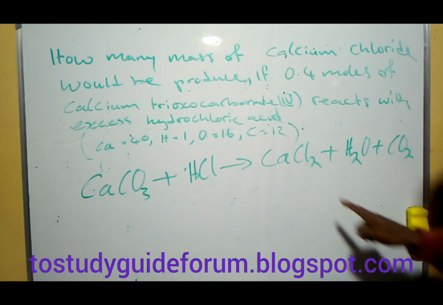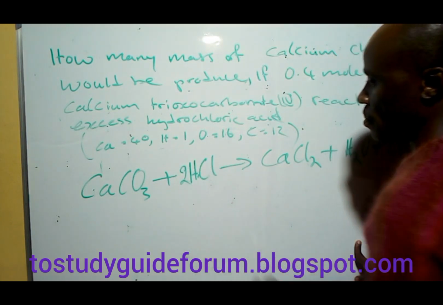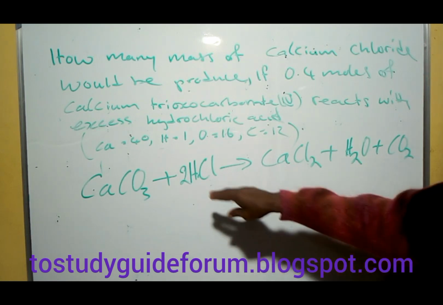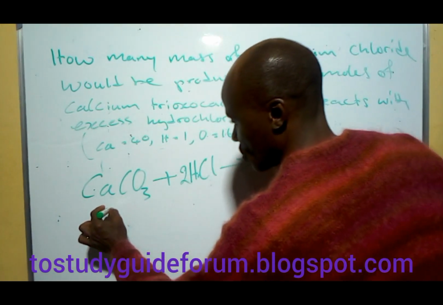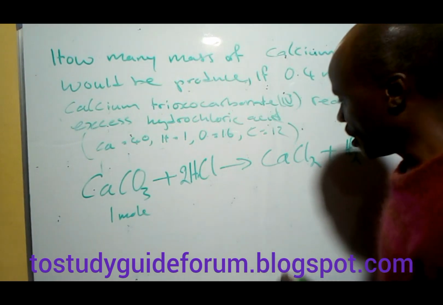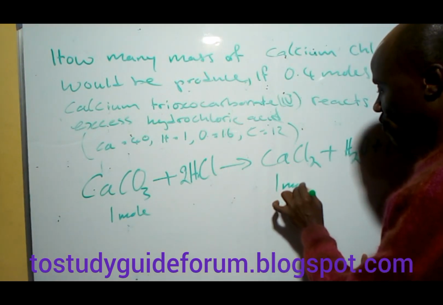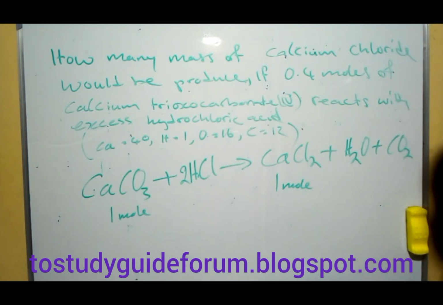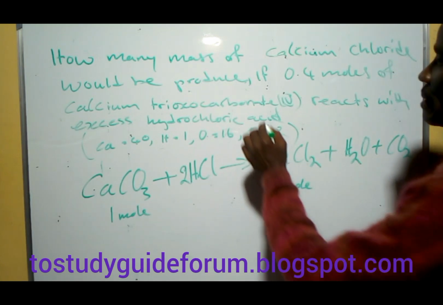All right. Now the equation is balanced. From this chemical equation, the stoichiometric ratio of this balanced chemical equation is telling us that 1 mole of the trioxocarbonate will give us 1 mole of calcium chloride.